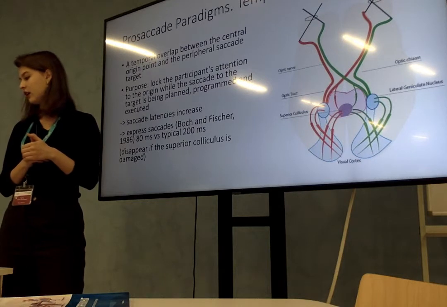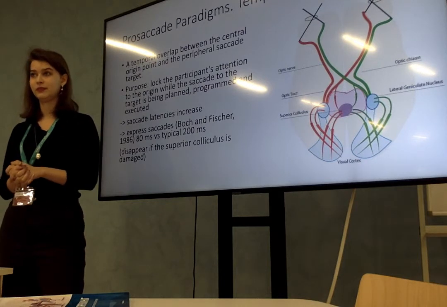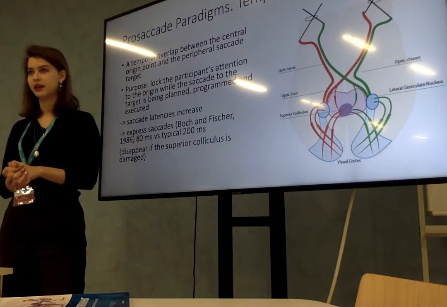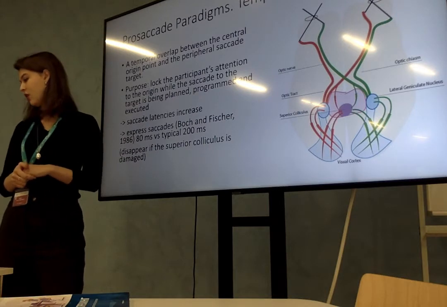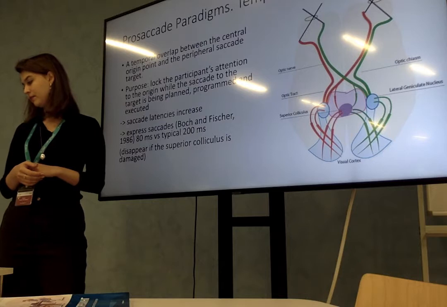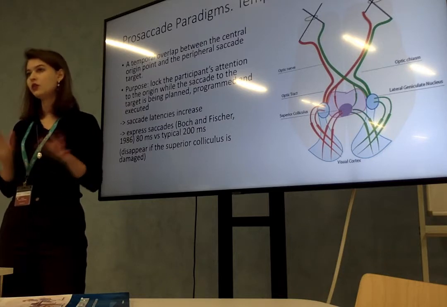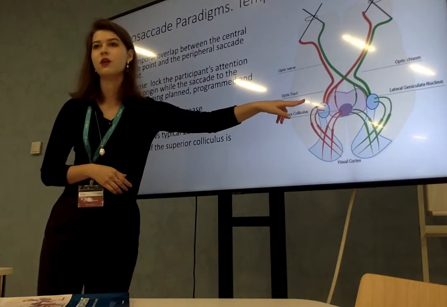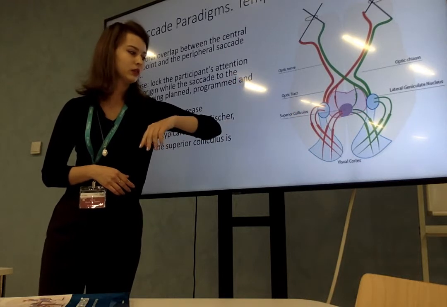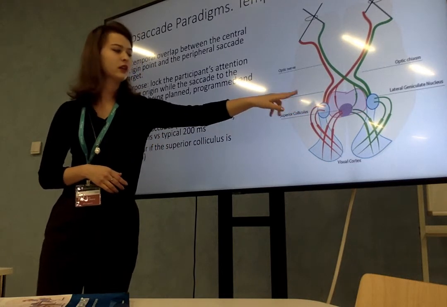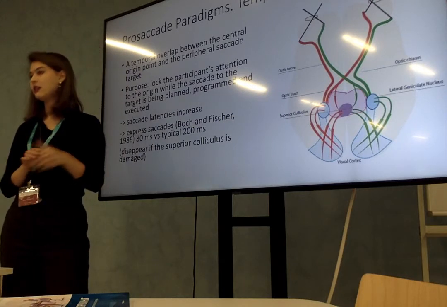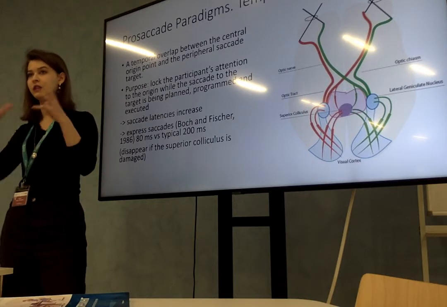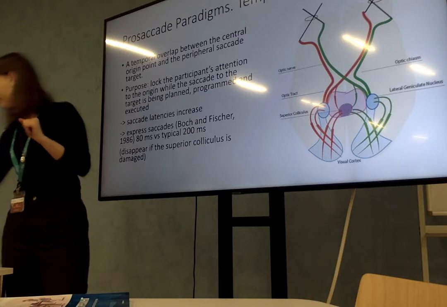And as a result, a new type of saccades was discovered. They're called express saccades. They are shorter: it takes 80 milliseconds for the eye to travel to the new point, while the typical is 200 milliseconds. Also, fun fact, if this small part of the brain called the superior colliculus is damaged, this type of saccade disappears. So you can see how important it is to have an intact brain structure for saccades.